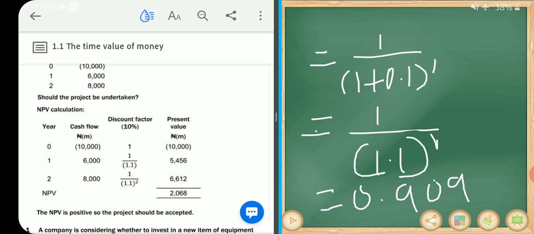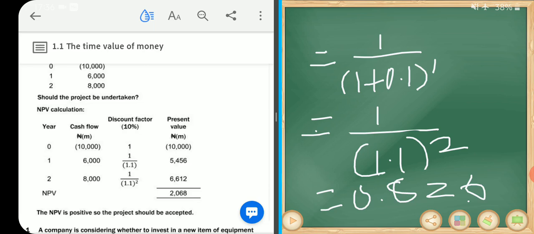So you do the same thing for year 2. Year 2 is 1 over 1.1 raised to power 2. By the time you calculate it, we have 1.1 raised to power 2, then 1 divided by the answer, our value will now be 0.826. And by the time we multiply 0.826 times 8,000, we have 6,612. That means 8,000 naira in the next 2 years is worth 6,612 naira now.